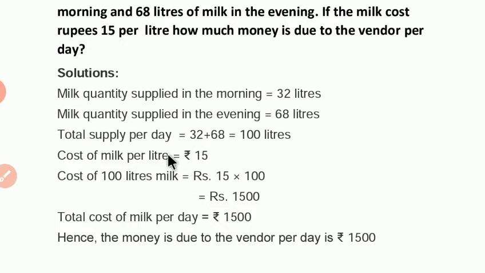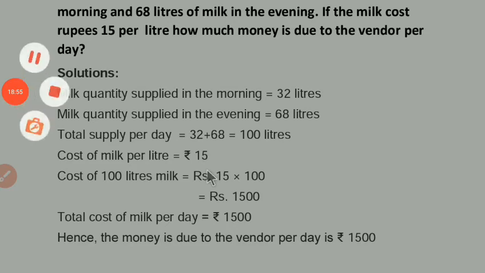Same here. The cost of 1 liter is given as rupees 15. So the cost of 100 liters of milk will be rupees 15 into 100.